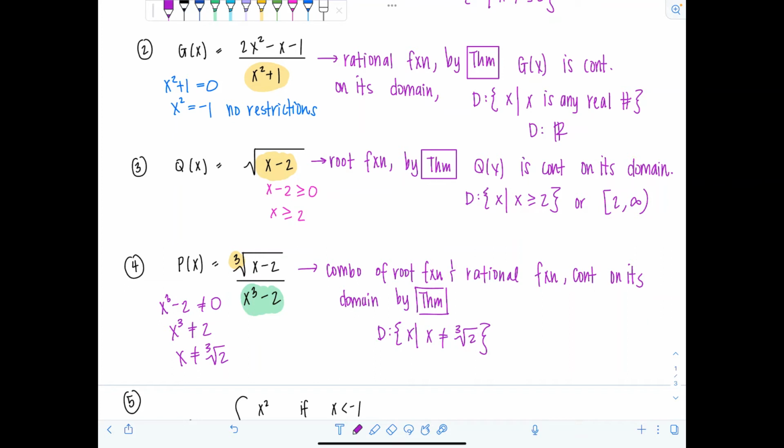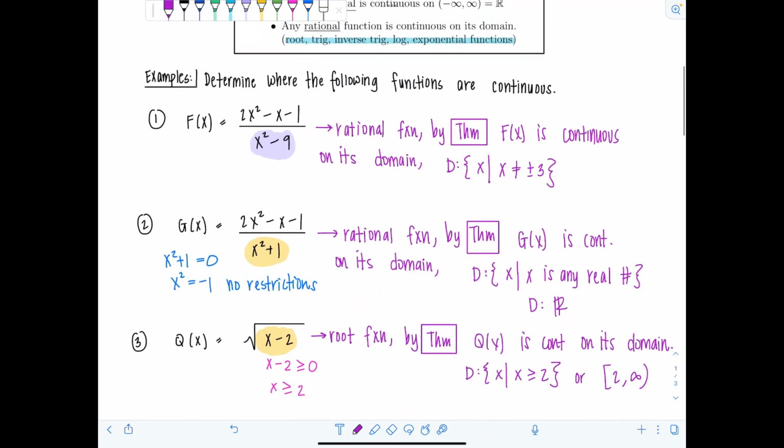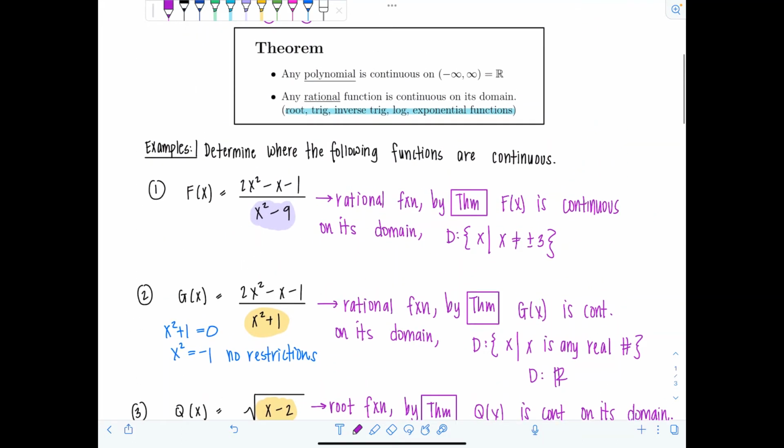So you might be thinking to yourself, my goodness, every single function pretty much is covered under the umbrella of functions that this theorem applies to. Why would I ever check conditions 1, 2, and 3? Because guess what's not here? What's not included are piecewise defined functions.